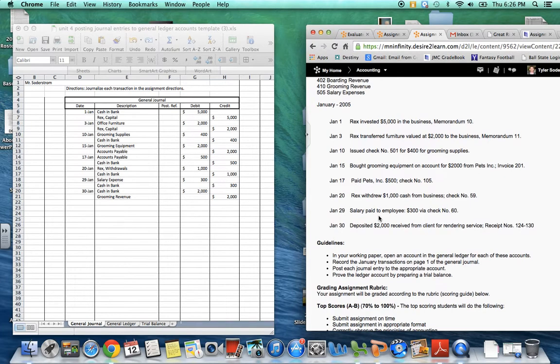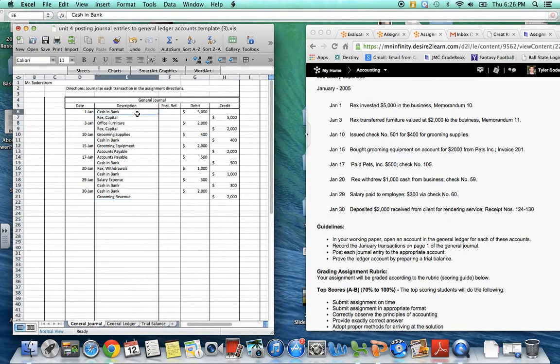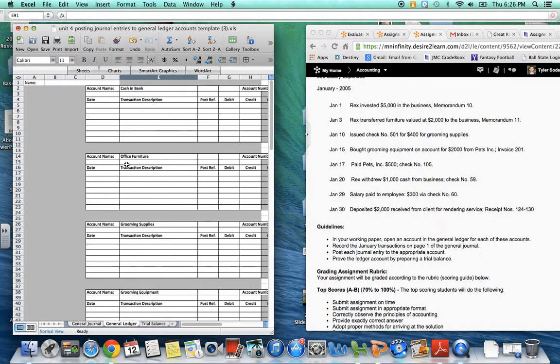So now we're going to go on to part 2, which down here in your guideline says to post each journal entry to the appropriate account. So what we do here when we post is we just start with our first transaction, which was a $5,000 debit to cash in bank. I'll go to my general ledger, go up to cash in bank, fill in the date, which was January 1st.